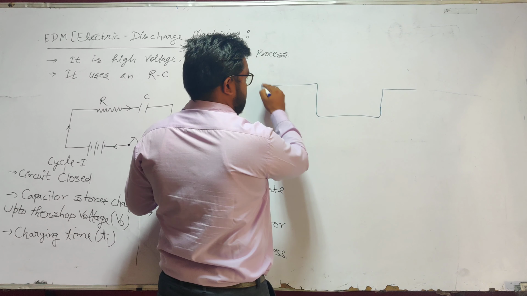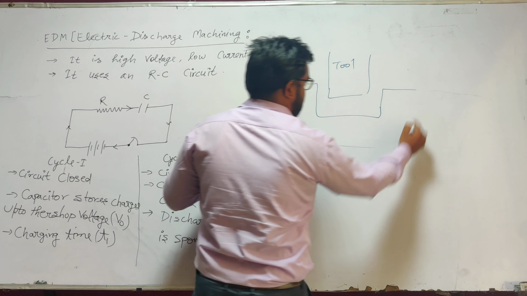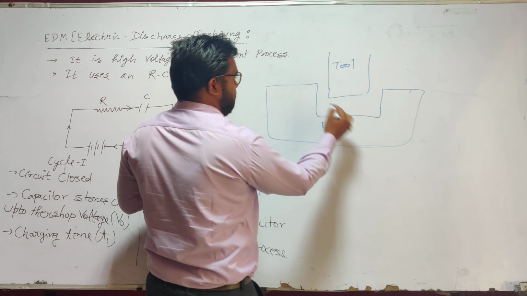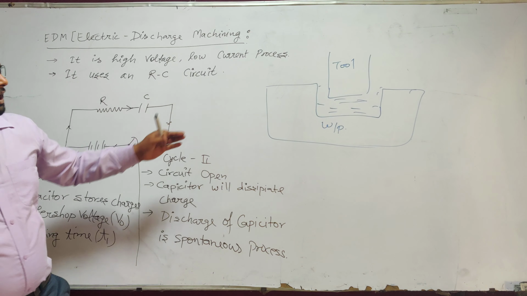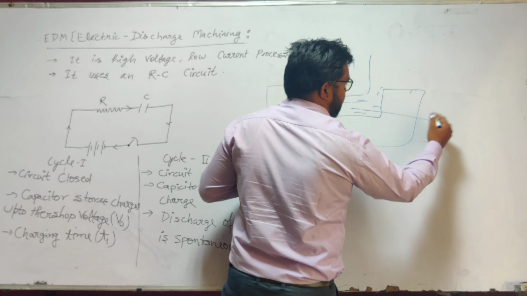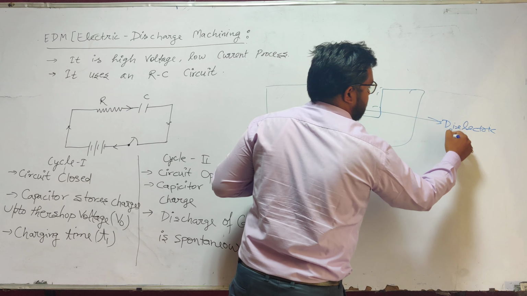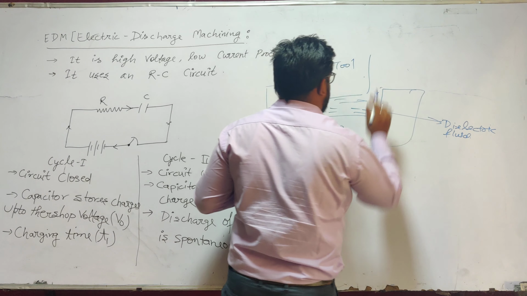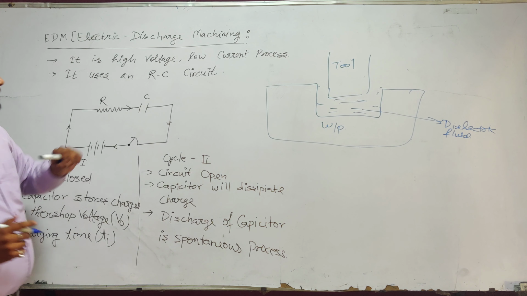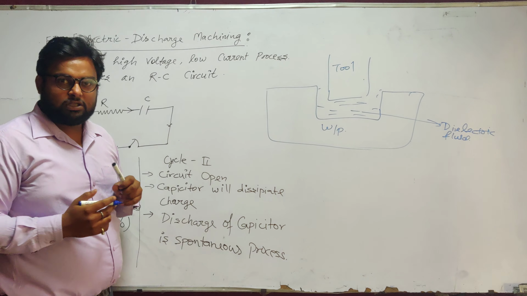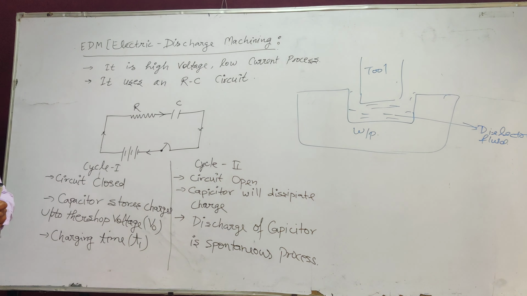So this is the tool and this is the workpiece. For removing the material, here we use the dielectric fluid. Both the workpiece and tool are conducting in nature. So EDM is a high voltage and low current process, while ECM was a high current and low voltage process.